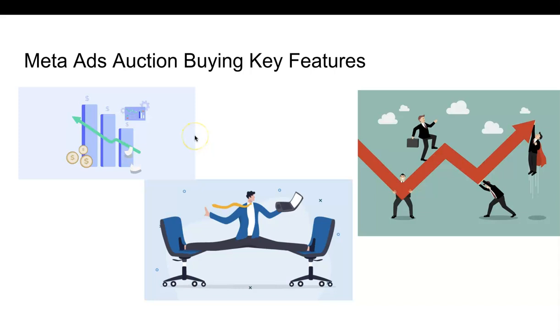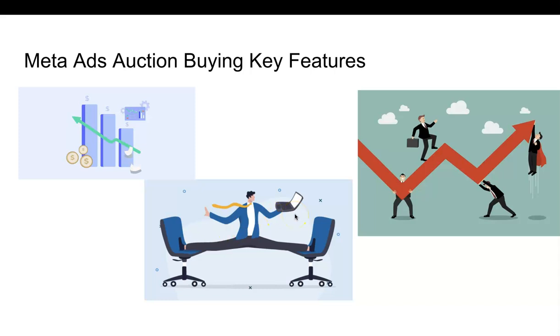So here are some of the key features. First we have dynamic pricing. The cost fluctuates depending on the demand as well as the audience competition and the ad relevance. And then we have flexibility. With flexibility, you can adjust your bids, your targeting, your creatives, and budget at any time.